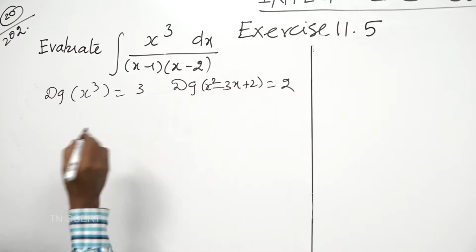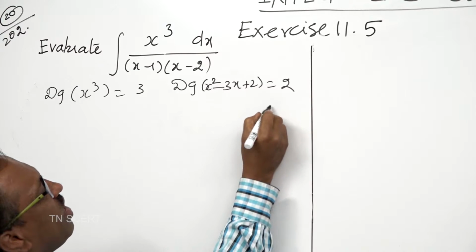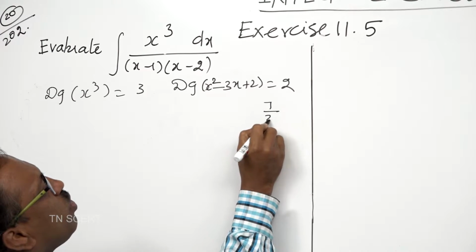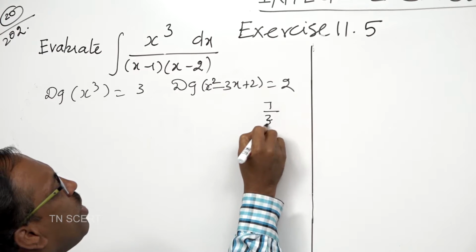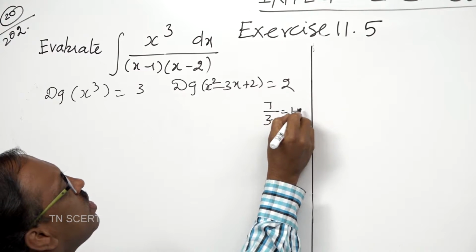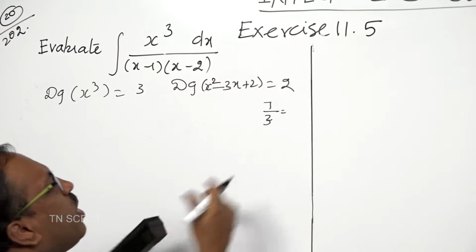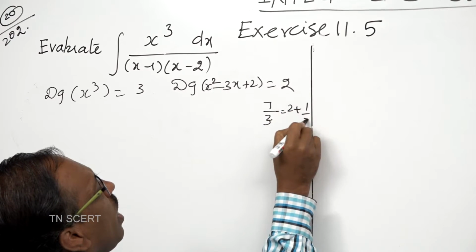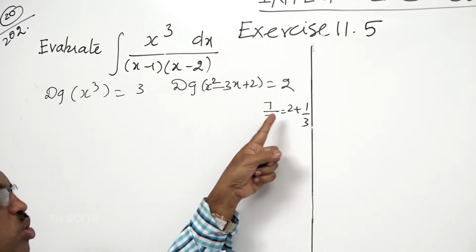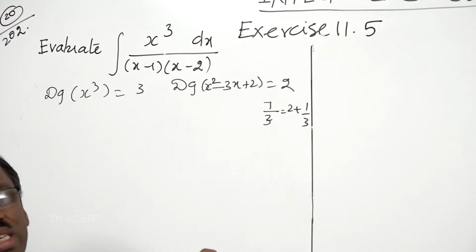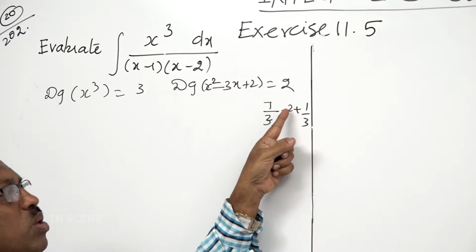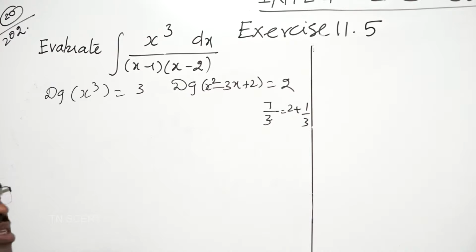What can we do? Simple strategy: 7 divided by 2 or 7 divided by 3 is 1 plus, that is how many 3s? 2 plus 1 by 3, like that we can write. Quotient, remainder and divisor. Dividend by divisor is equal to quotient plus remainder by divisor. This process only I am going to do here.